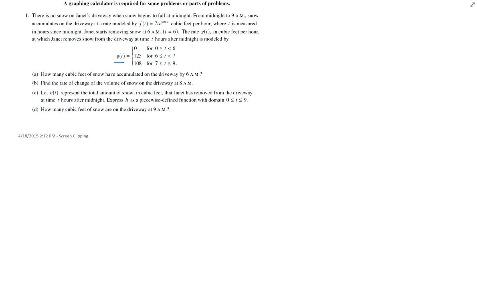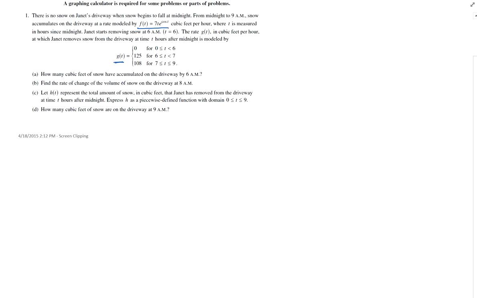But here we go. Basically, it starts to snow, and they give you an equation for the rate at which snow accumulates. And then Janet starts shoveling snow off of her driveway at 6. And here's the function that tells how fast she shovels snow off of her driveway. And then they ask you questions about how much snow is left on her driveway, and so forth. So let's see what we got with this.